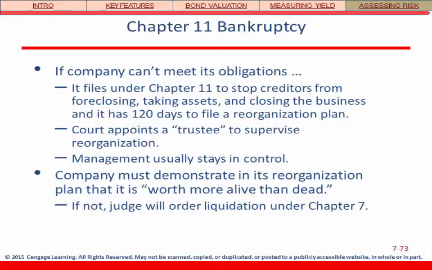This is for companies that can't meet their obligations. This is basically done just to keep creditors from foreclosing on their specific assets, and really gives them a window, usually around 120 days or so, to file a reorganization plan. And they'll appoint somebody like a trustee or supervisor that's going to be in charge of this reorganization, but management is really going to stay in control. If this reorganization plan doesn't show that it's worth more to keep this company going, then a judge can come in and say, you guys are going to have to liquidate. And so sometimes a Chapter 11 can turn into a Chapter 7.